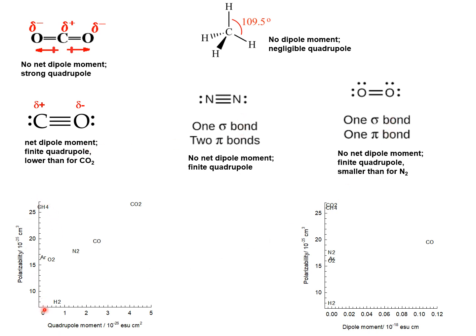Here I plot the polarizability versus the quadrupole moment. And we note that the polarizability of methane is practically the same as that for carbon dioxide, but carbon dioxide has a significantly higher quadrupole moment. We also note that the quadrupole moment of nitrogen is about a factor 4 higher than that of oxygen. Of these gas molecules, only carbon monoxide has a dipole moment.